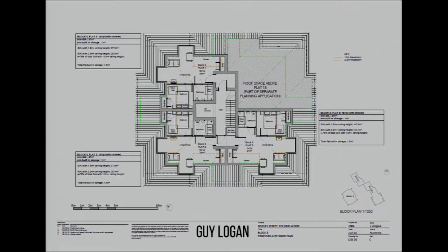Sorry, I can't hear you. Under DMD2, it's policy clause 5, provision of appropriate levels of sunlight and daylight, quality of living conditions. So that's.